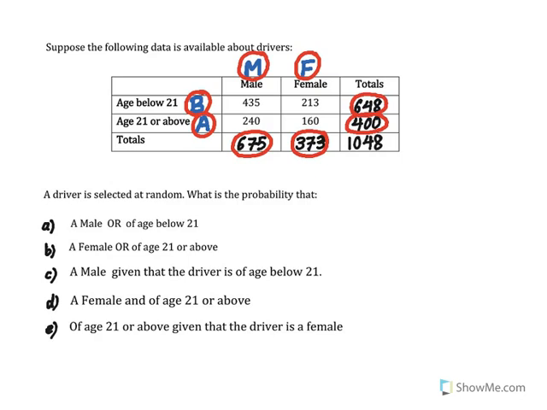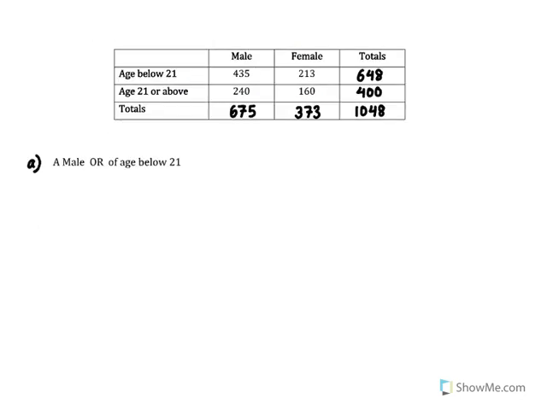So now let's go to the first question. You have the table again, of course, to make it easier for you to solve the question. We want now the probability that it's a male or of age below 21. So this means that I want to solve probability of male M, or this is how we use the symbol for or, like a union, or age below 21. We used B for below.